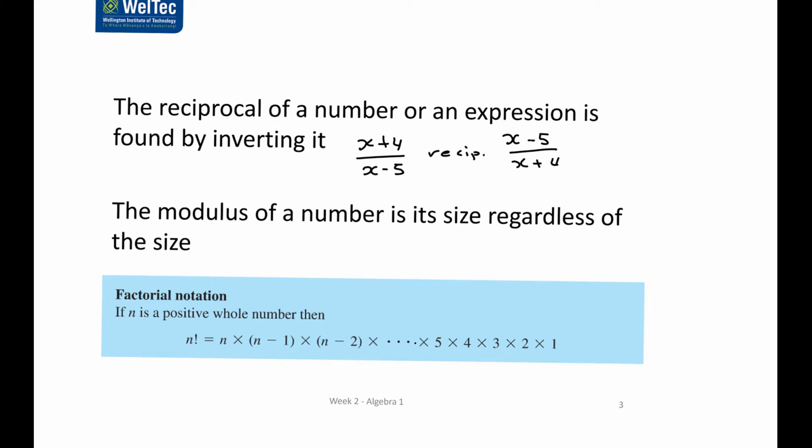The modulus is the size, regardless of the direction. So remember, there's the proper definition there: it equals itself if x is greater than 0, and it equals the opposite of itself if x is less than or equal to 0.